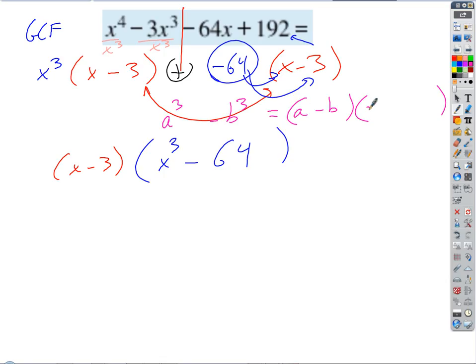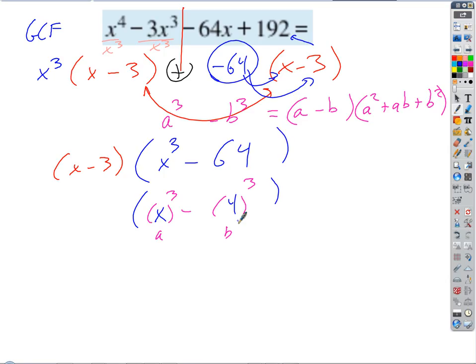Okay, and then the big factor? A squared plus AB plus B squared. There you go. So then, let's see if we can write ours as something cubed minus something cubed. So this is like my a and that's like my b. What's the a gonna be? What cubed is x cubed? Well, that one's just x, right? But this one is gonna be 4. 4 cubed is 64, right?